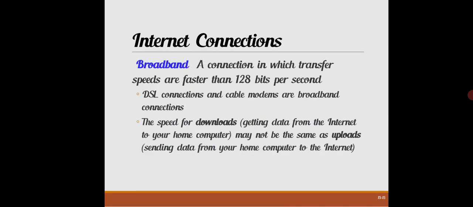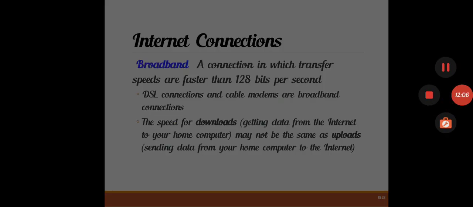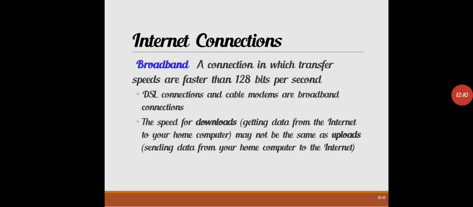Broadband: a connection in which the transfer speed is faster than 128 bits per second. DSL connections and cable modems are broadband connections. The speed of downloads, getting data from the internet to your home computer, may not be the same as uploads, sending data from your home computer to the network.